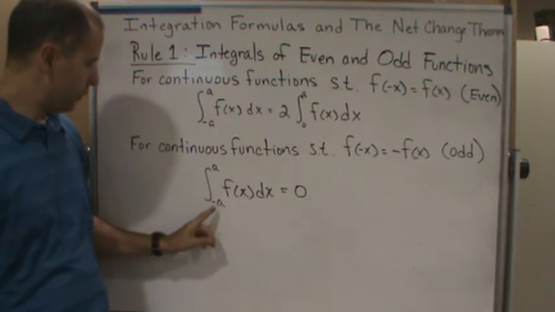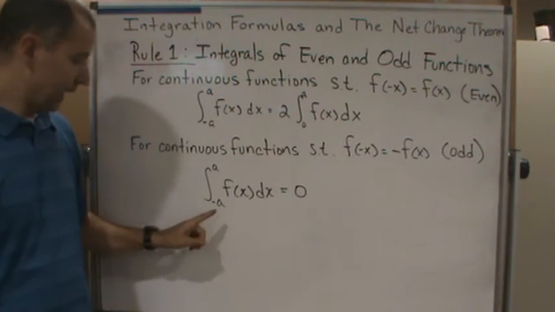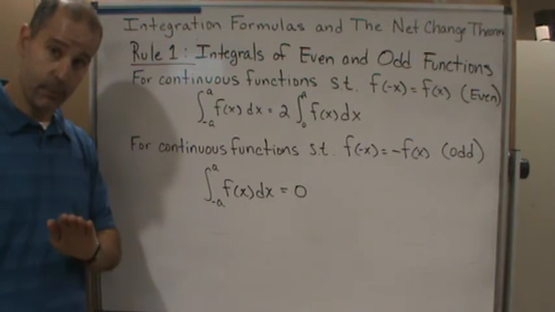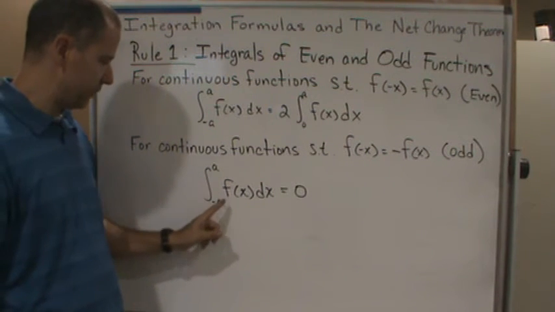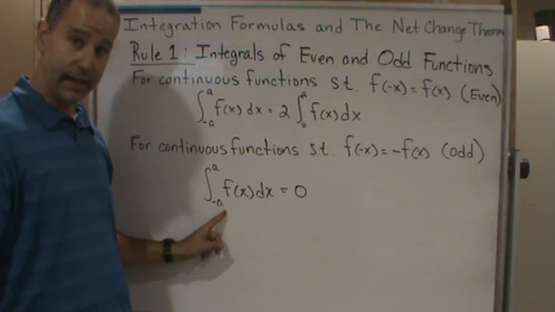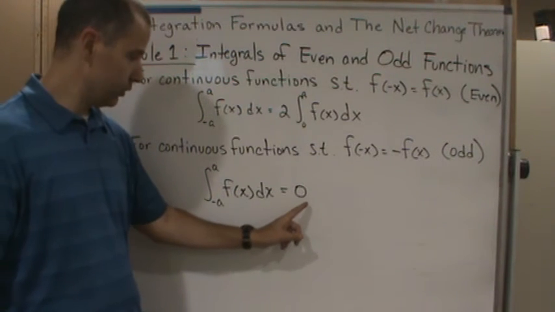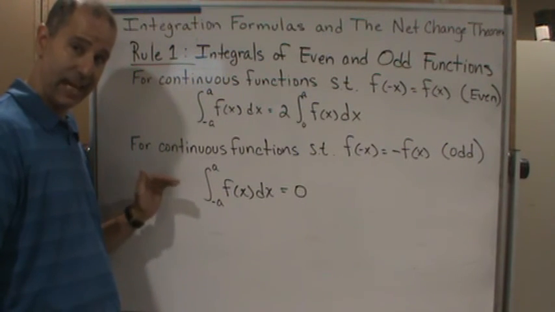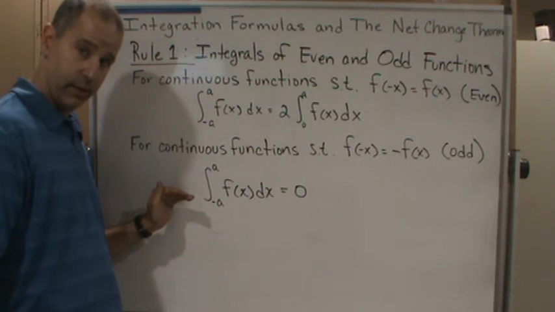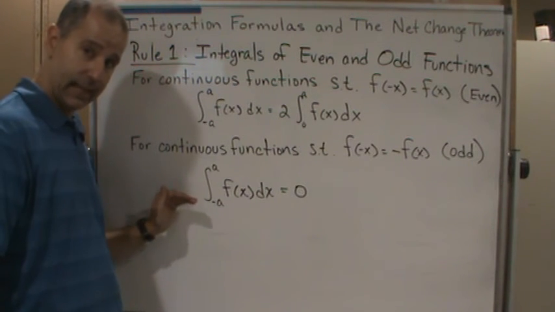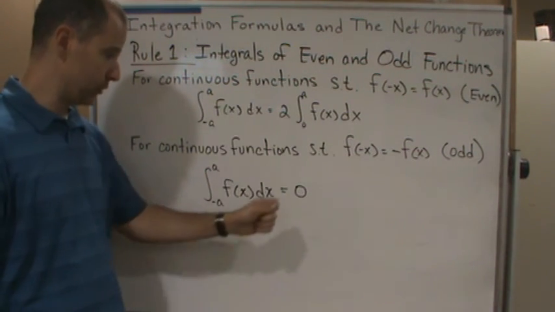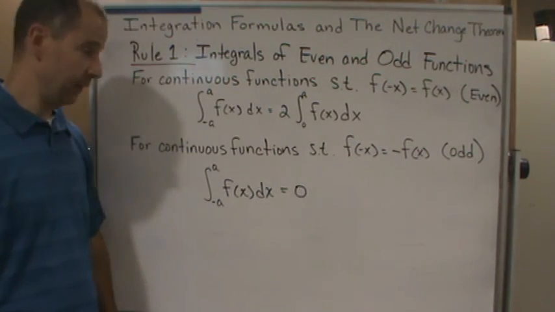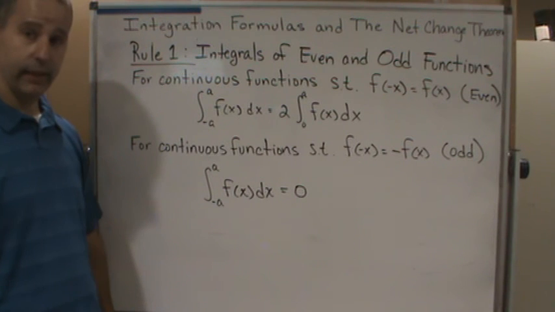Okay, so now if you take that type of function and you know it's symmetric with respect to the origin, guess what? If you go from negative a to positive a, that integral will equal 0 because you've got the exact same area underneath the x-axis as you do above the x-axis, and they cancel each other out, so you'll always get 0 if it's an odd function. Okay, and that's it.